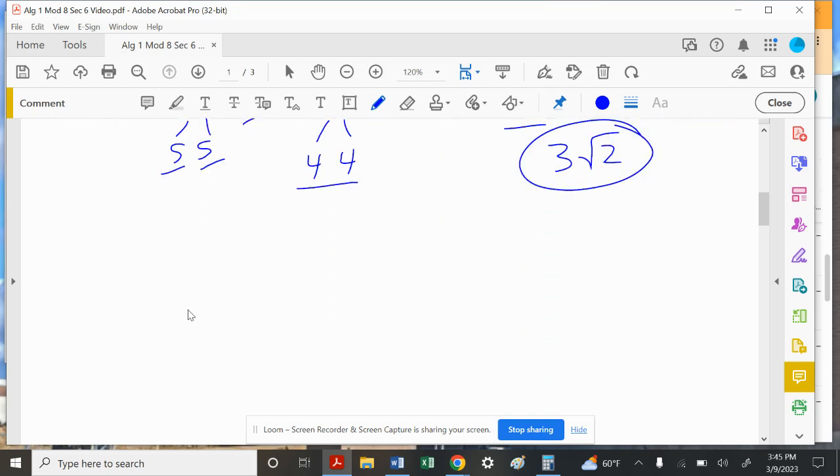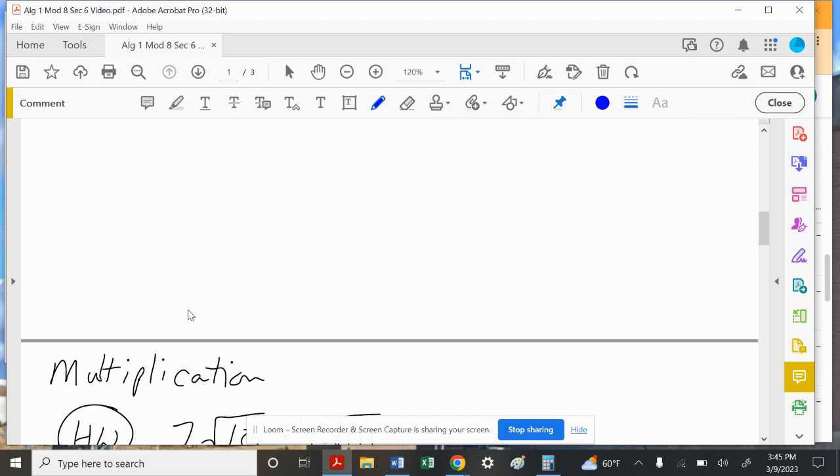So hopefully that makes sense for adding and subtracting. The next thing we're going to get into is multiplication, which we already did in the last section, but we're going to see it being more formalized here in this section.